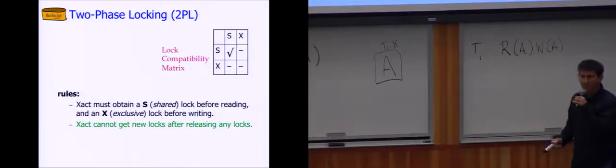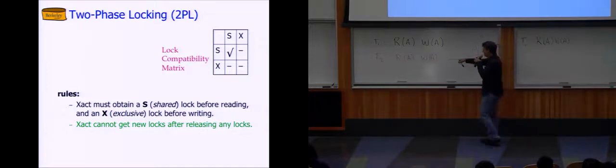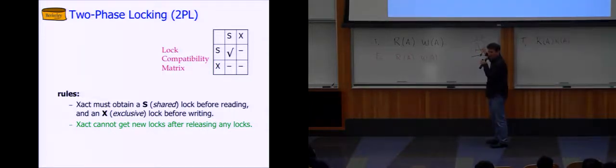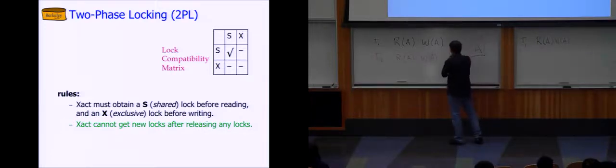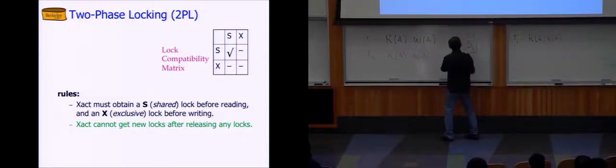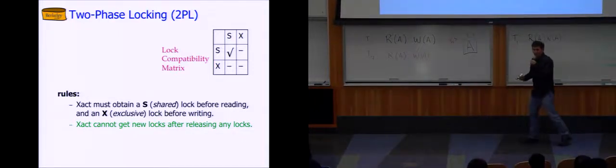Can T2 run? Its read of A is going to request a shared lock, but it's not going to get it because A is exclusively locked. So T2 is hanging around A, kind of like a moth around a flame, trying to get in there. It would like to have a shared lock. When will it get a shared lock?